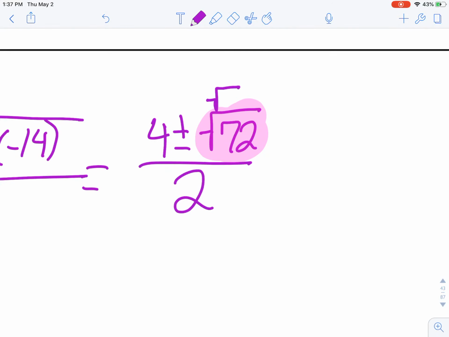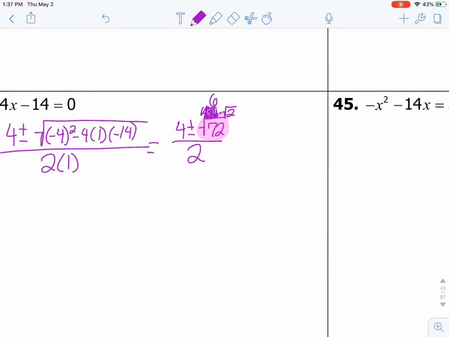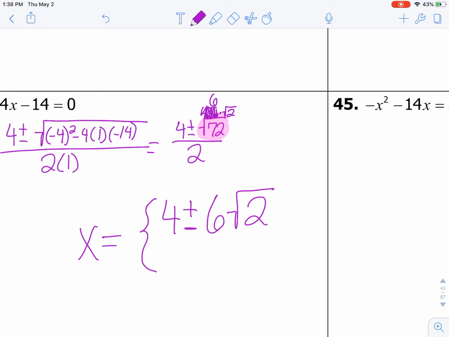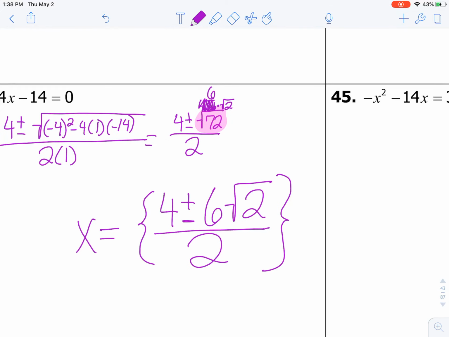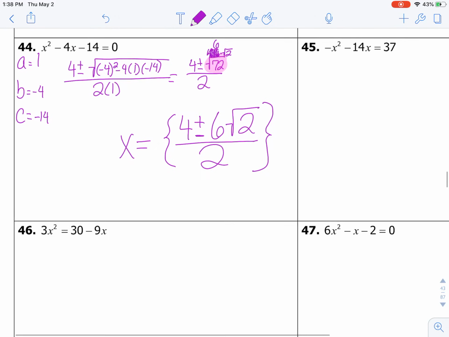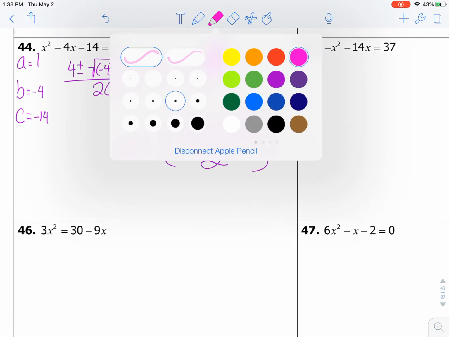So that factors down into the square root of 36 times the square root of 2. The square root of 36 breaks down even more to 6. So my answer, x is equal to 4 plus or minus 6 square root of 2 all over 2. And a lot of us would stop here, but that's not what's going to be on the answer key. That's also not what's going to be on the STAAR or on the EOC.